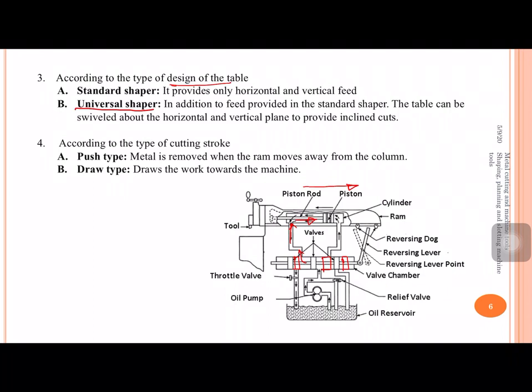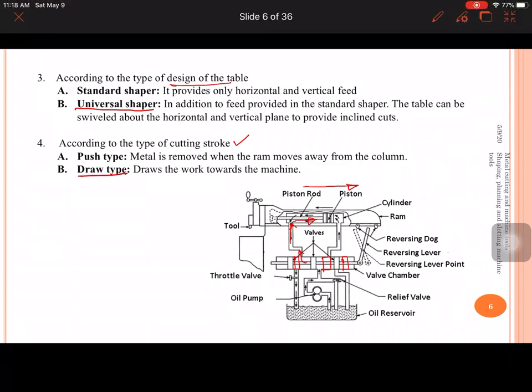Next classification is based on the cutting stroke. That is whether the material removal takes place in the forward stroke or in the backward stroke. If it is taking place in the forward movement of the ram, then it is called as the push type. If it is taking place in the backward movement of the ram, then it is called as the draw type. This is what is related to the classification of the shaping machine.